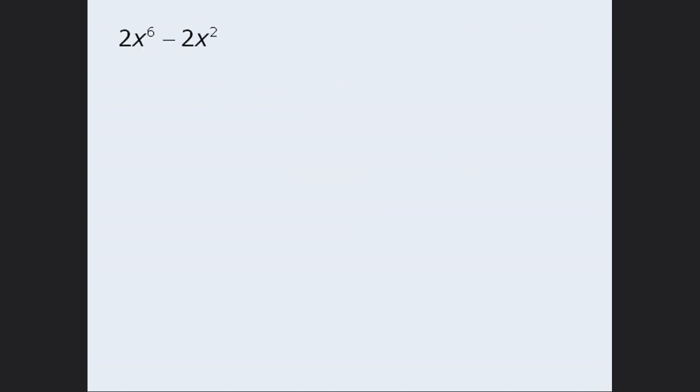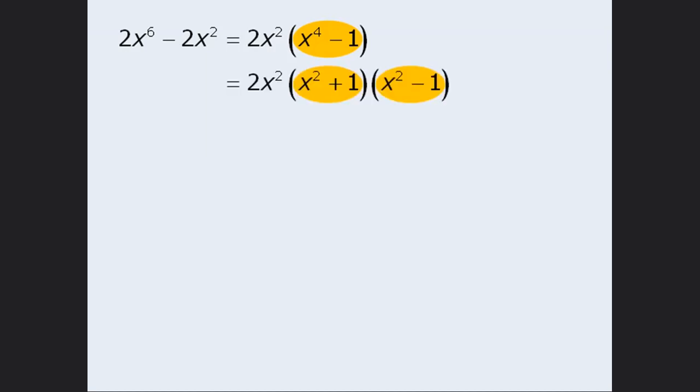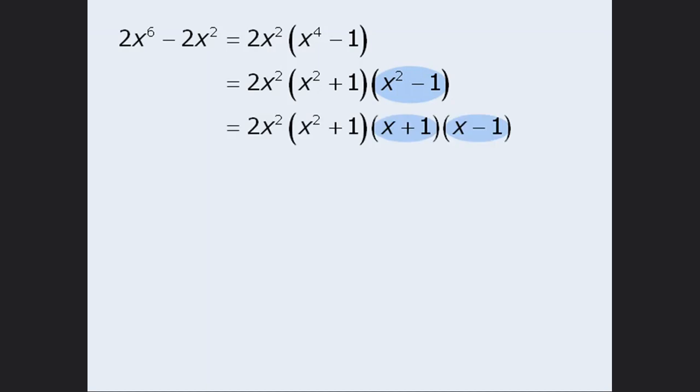Okay, 2 more. Here, the greatest common factor of 2x to the power of 6 and 2x squared is 2x squared, which means the expression inside the parentheses is x to the power of 4 minus 1. Now, can we factor this expression? The answer is yes. This is a difference of squares, which we can factor as x squared plus 1 times x squared minus 1. Now, can we further factor either expression in these parentheses? Well, yes, here we have another difference of squares, which can be factored as x plus 1 times x minus 1. At this point, there is no other factoring we can perform, so this expression has been factored completely.